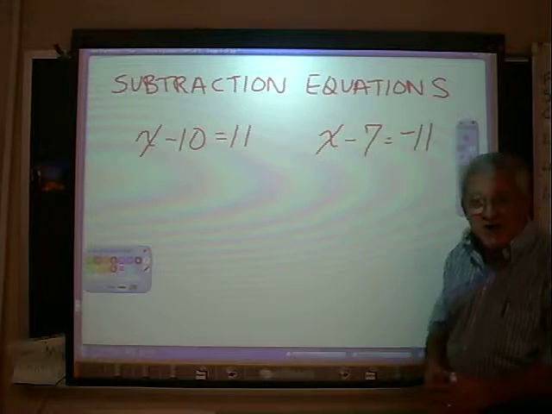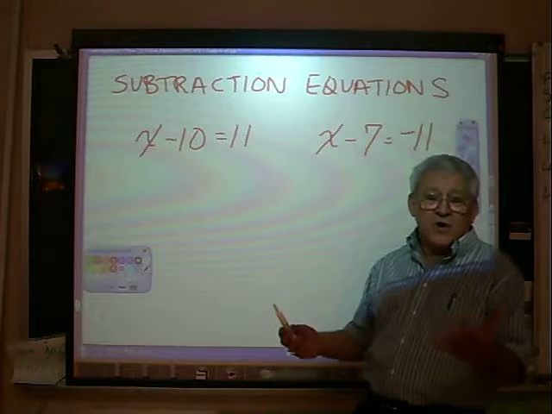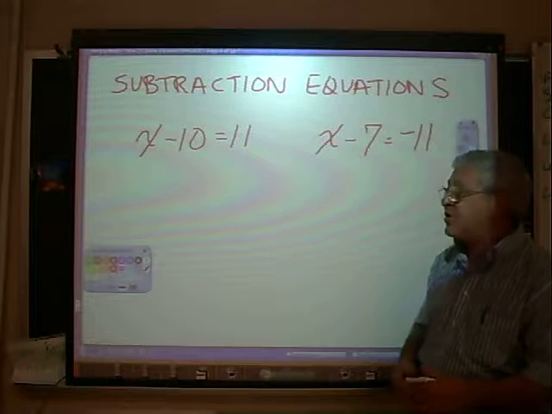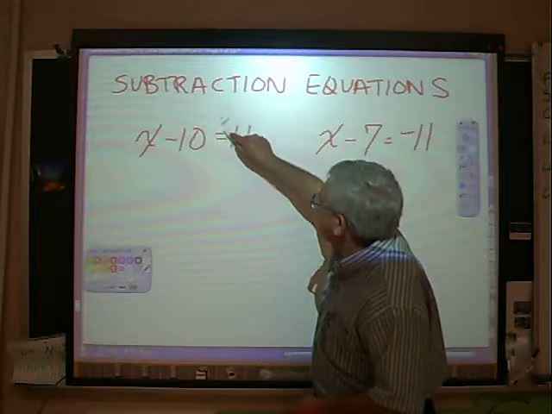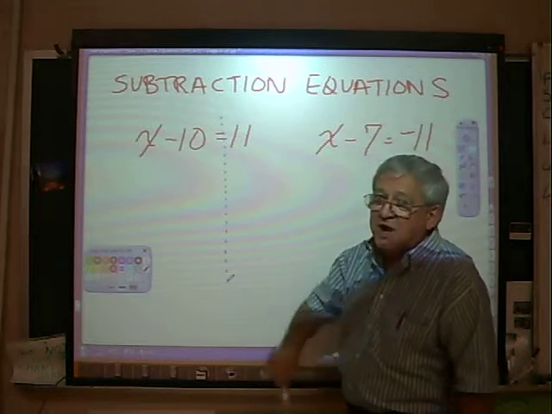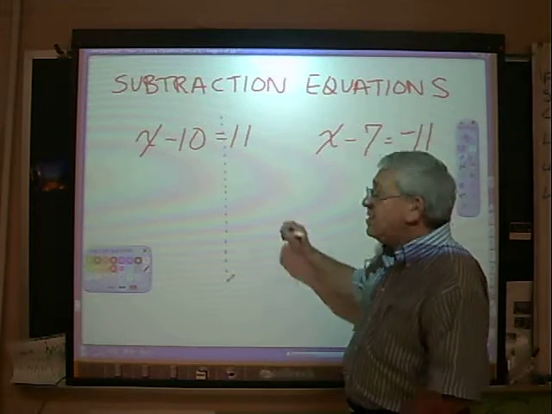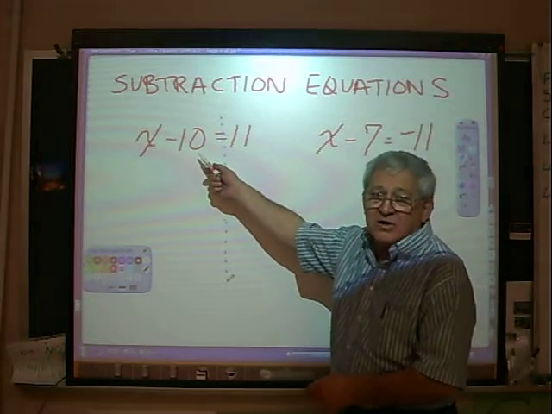Now we'll solve subtraction equations. Well, to solve subtraction equations, we add. To get rid of subtraction, we add. We do the opposite operation. The opposite of subtraction is addition. So here's the stand that my balance scale is on. On the left side of the balance scale stands x minus 10. On the right side is an 11. They're balancing quite nicely.